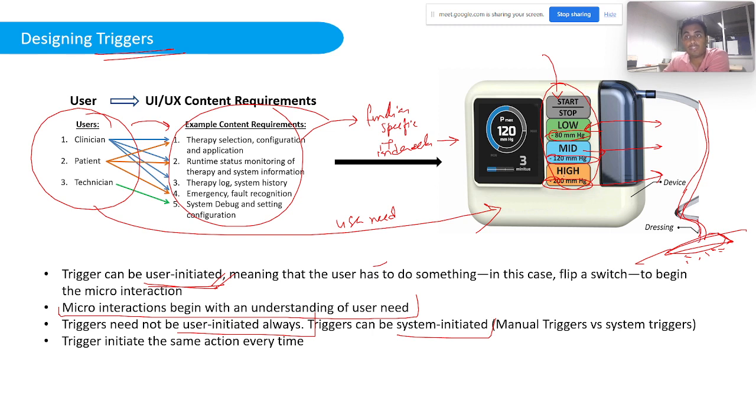Now the therapy should stop, otherwise this particular condition may become worse. So you need to stop that particular therapy, and for that you need to inform the person who is responsible for that particular task. So you need to provide him some trigger, some feedback information. To provide that feedback, the system should first detect that event and then trigger a particular feedback mechanism. It can be a long beep sound or it can be an alarm. Those triggers are generally system initiated triggers.